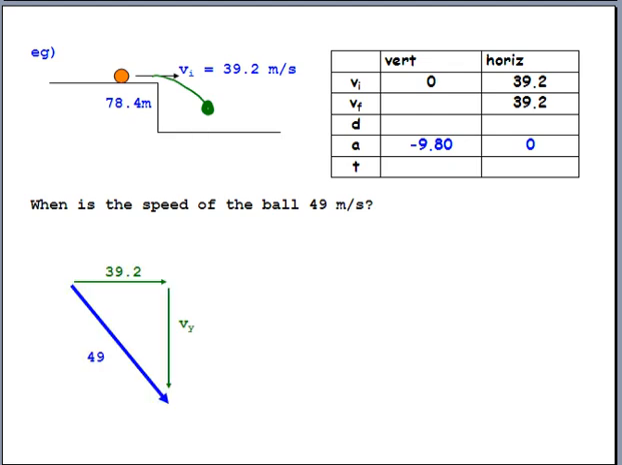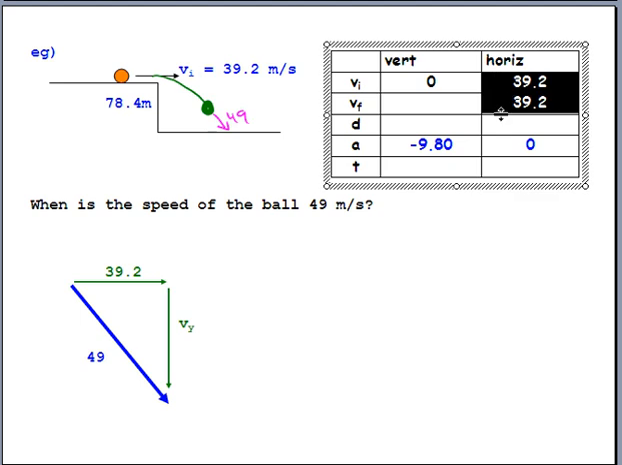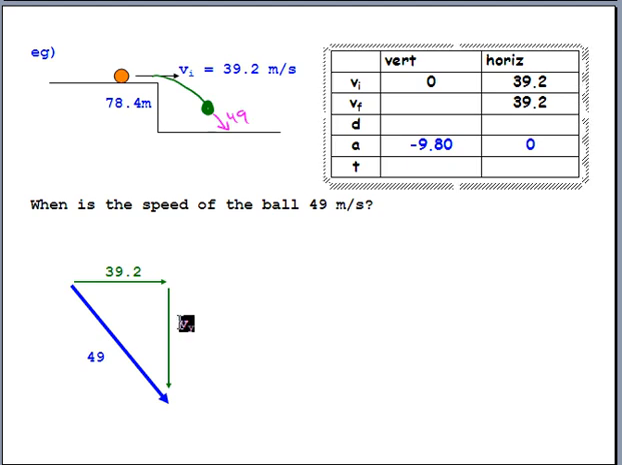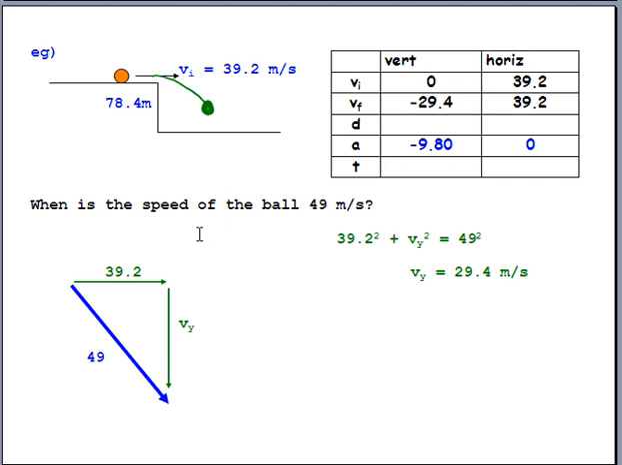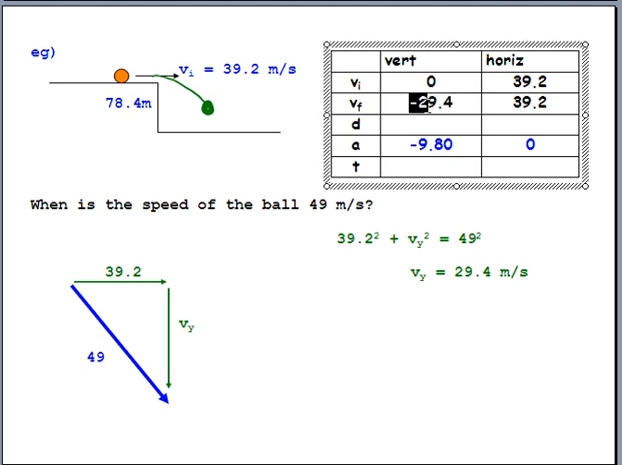So I might want to take this story with its diagonal velocity here that's actually 49 and start breaking that up and saying, okay, well, how much is it over and how much is it down? Well, I know for sure that it's going 39.2 over because that never changes. The acceleration horizontally is zero. And so this is really just a little grade 8 Pythagoras question. And we can go and do Pythagoras and say, hey, that's going to happen when that downward velocity is 29.4 meters per second. So now this is going to occur here at 29.4 meters per second down.